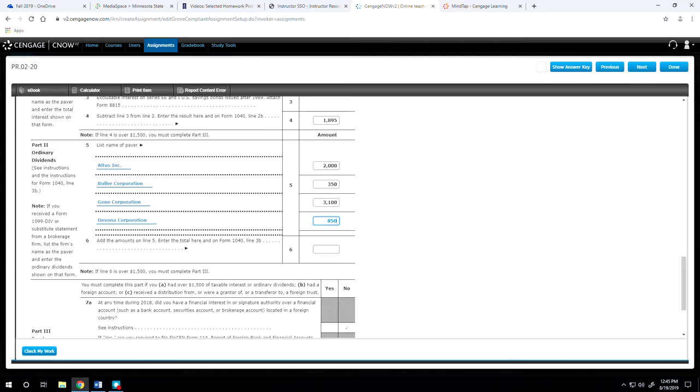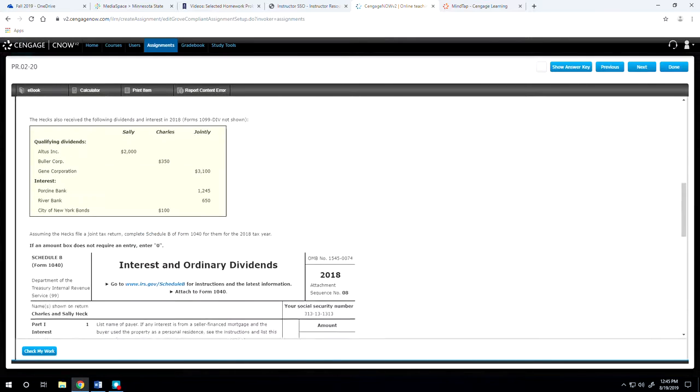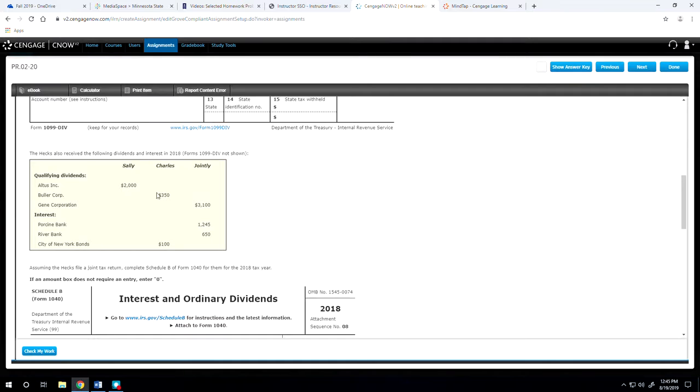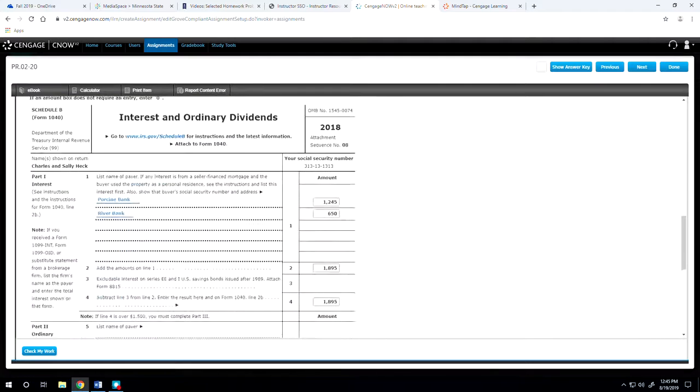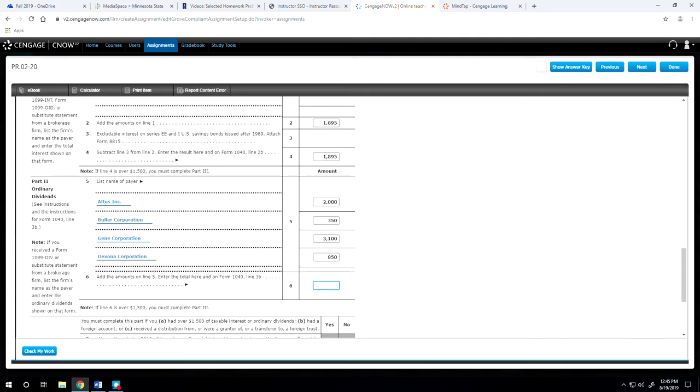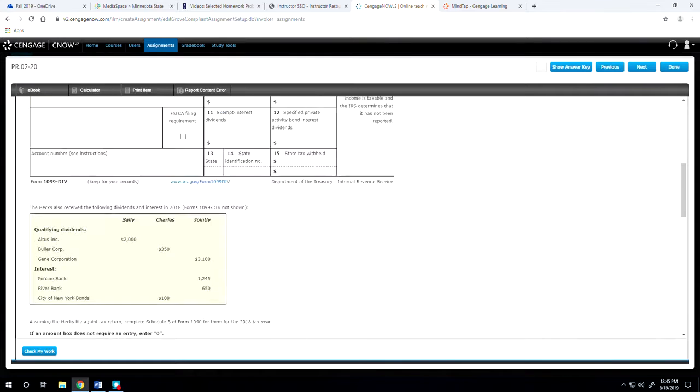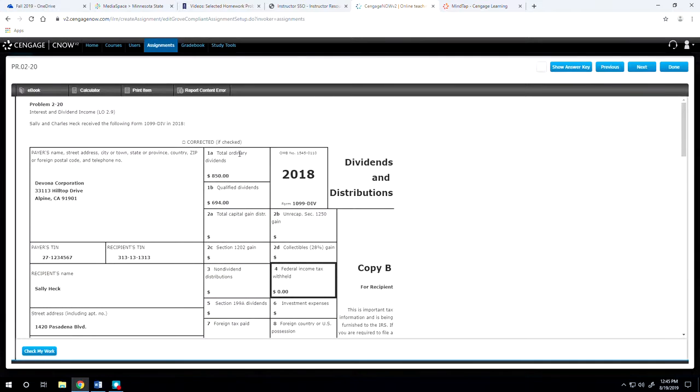Okay, we have all of our dividends shown, so let's go back up and look at the dividends, make sure we got all of them. We have all of those amounts. We have the $2,000, we have the $350, we have the $3,100, and the $850 that came from this form right here. So don't forget that when you do this problem on your own. This qualified dividends amount, we don't need to do anything with that on the form. The $694 is included in the $850.